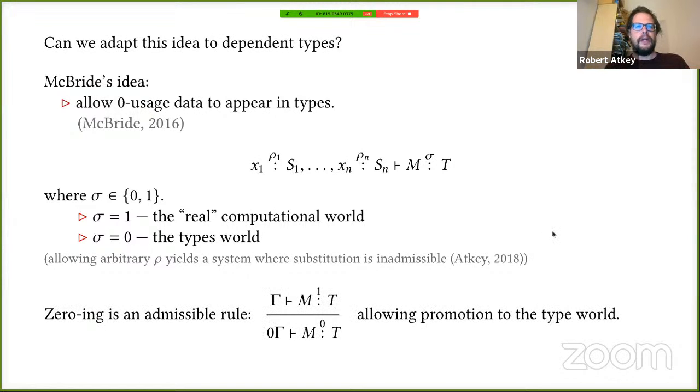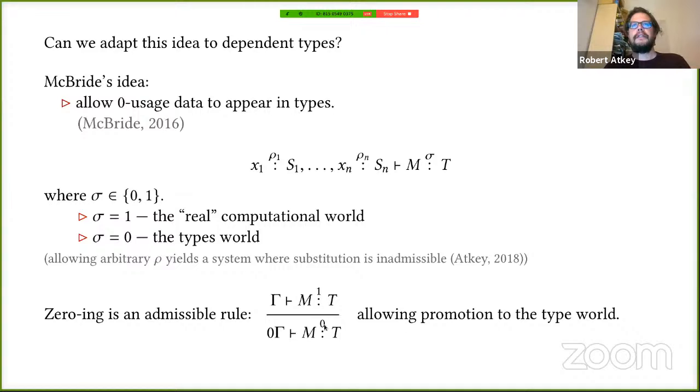The key point about this system, and the thing that makes it quite subtle, is that we can always go from the real world to the types world. This is always an admissible rule. So if we've got any judgment which is in the real world, there's a kind of shadow of this real computation in the types world. And this is what allows us to depend upon any program. This is what gives us full dependent types.